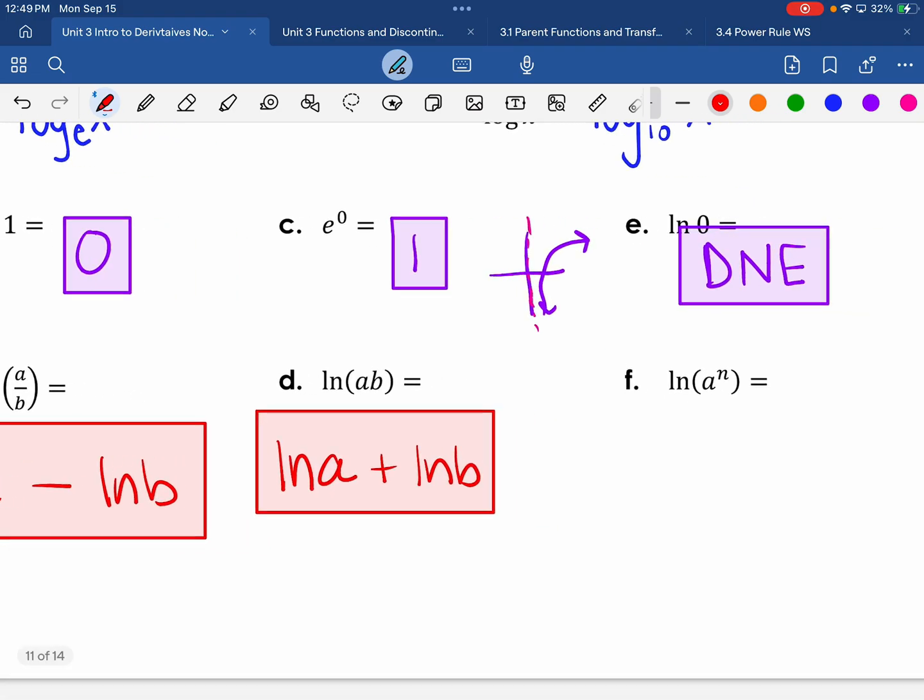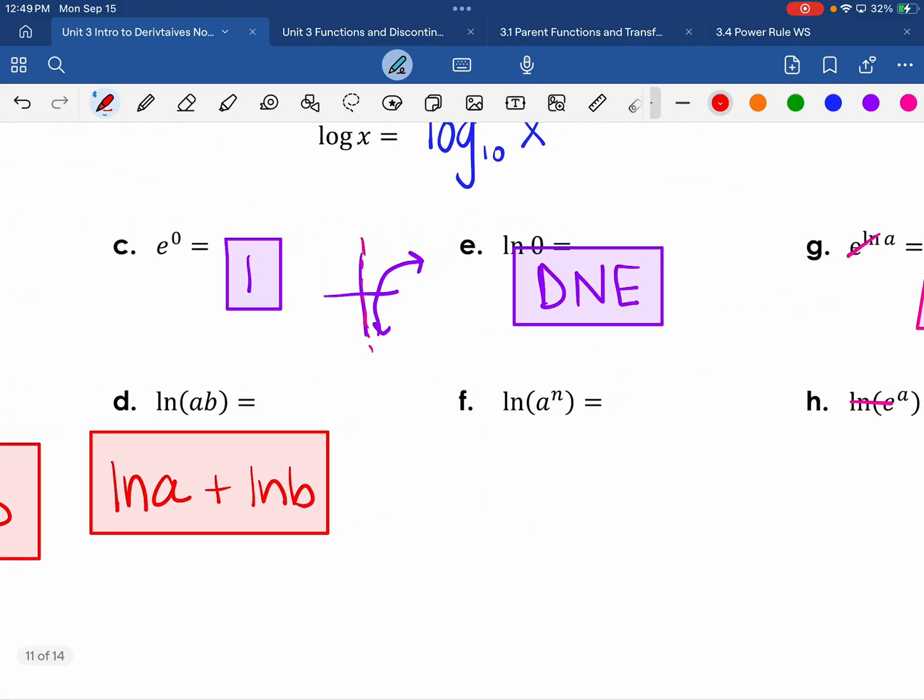All right, and then for F, do you remember what happens if you have an exponent? What can we do with the exponent? Multiply, but close. So the N is going to go in the front, and it's going to multiply with the ln of A.